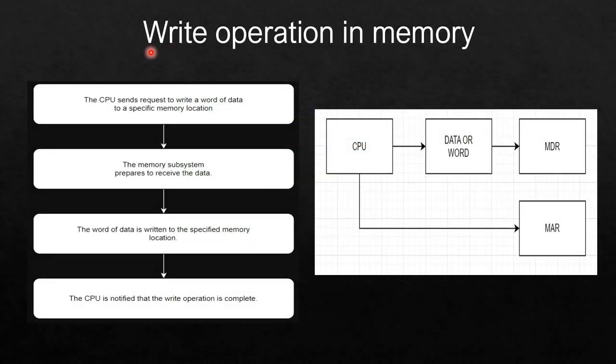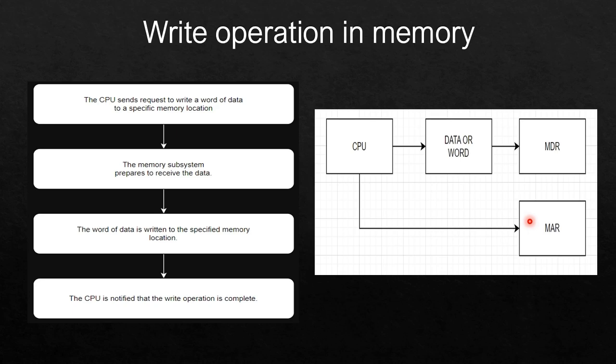Write operation in memory. The CPU sends a request to write a word of data to a specific memory location. When a program running on the CPU needs to write a word of data to a specific memory location, it sends a request to the memory subsystem. The request typically includes the data to be written and the address of the memory location where the data is to be written. The address is typically stored in the memory address register, also known as MAR.